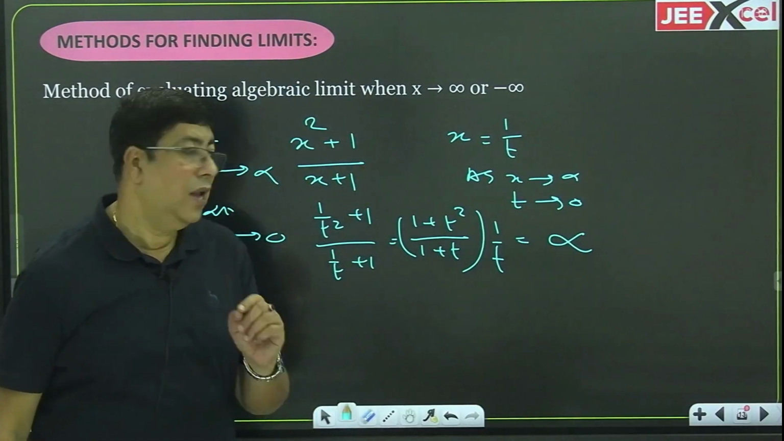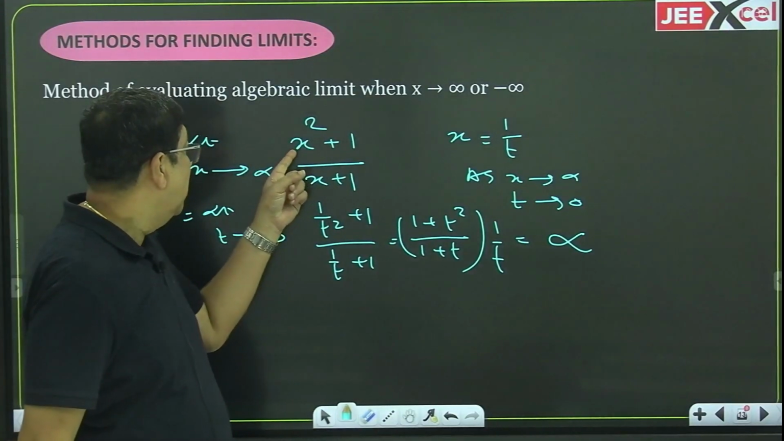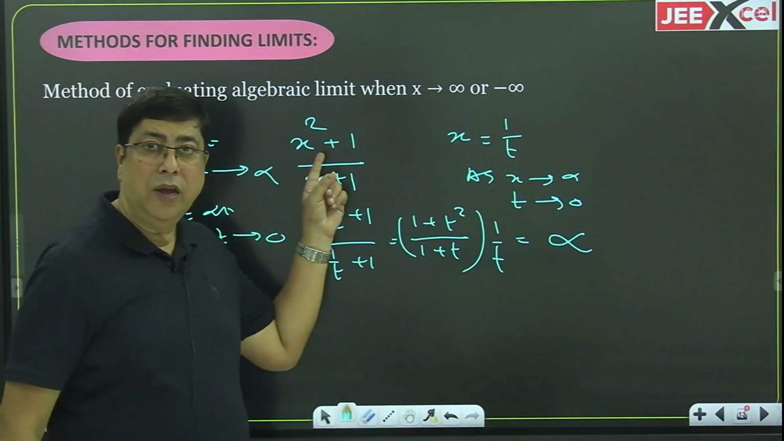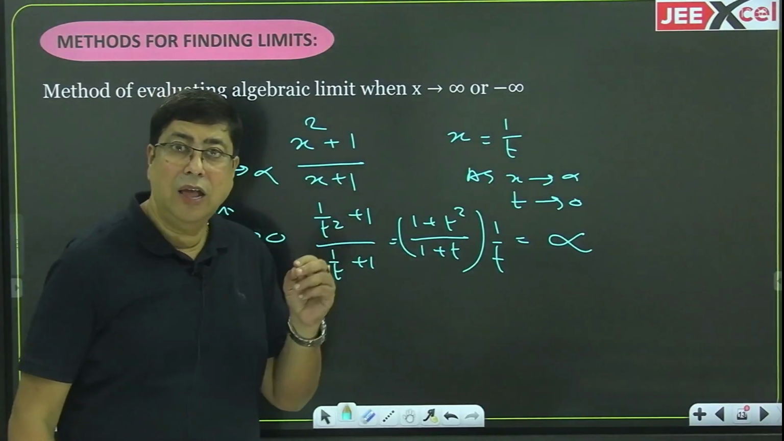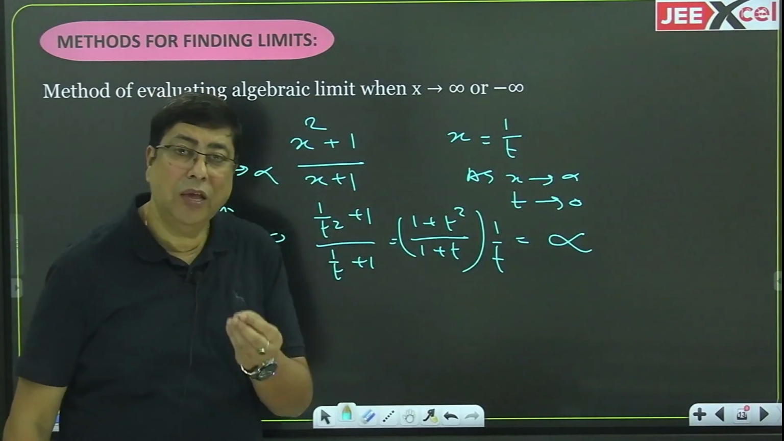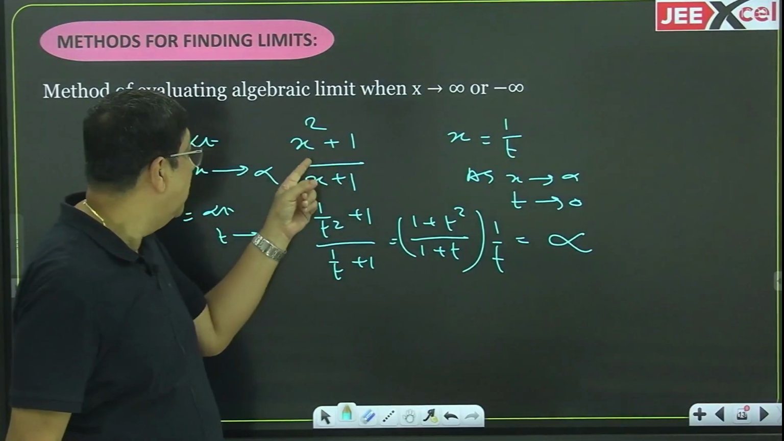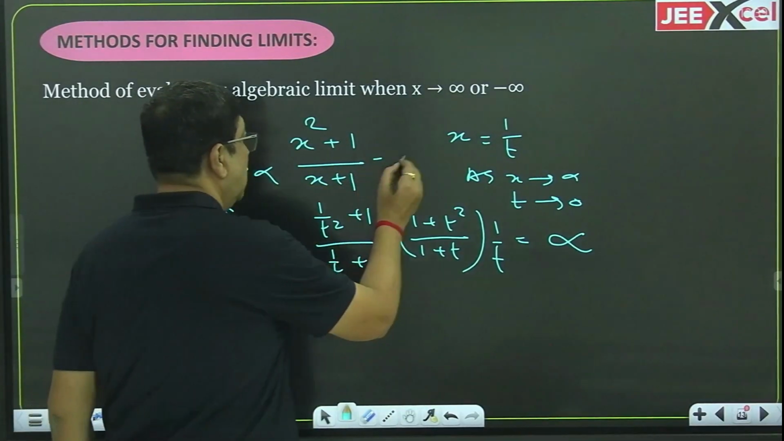But what common sense is telling you? By common sense we can tell here that the upper part is more infinity than the lower part. Okay, think like this. For shortcut, for MCQ solving, upper part is more infinity than the lower part. The answer is coming to be infinity. This is the concept.